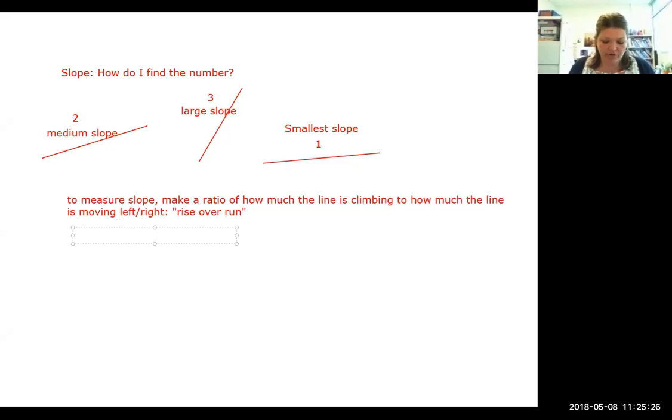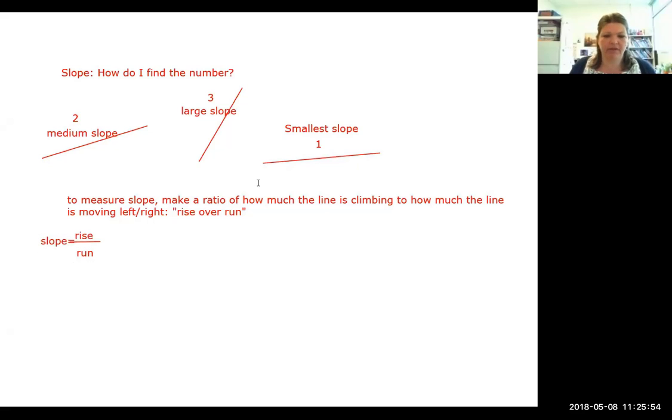So we're going to talk about how much our line is rising, how much is it going up, okay? And then after we're done figuring out how much it rises, we're going to make a ratio. We're going to put that over the run, how much my line is moving left or right. Rise over run is one totally acceptable way to find slope. And it is the easiest way to find slope from a graph.